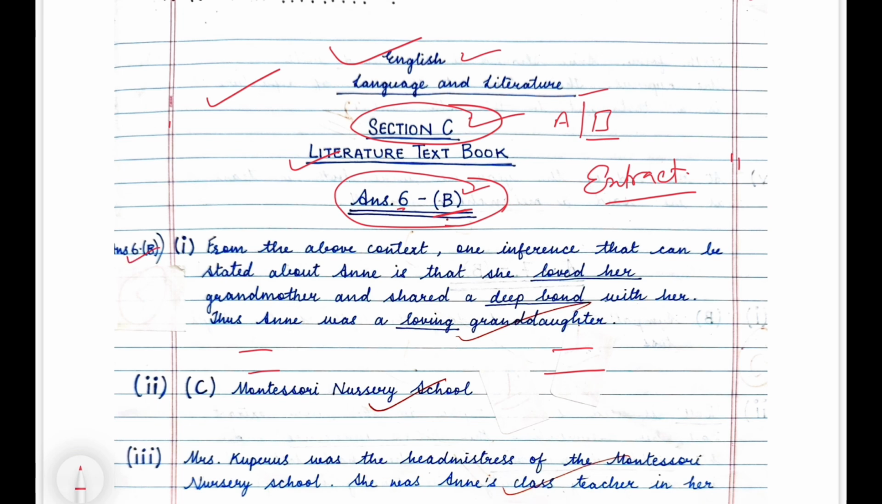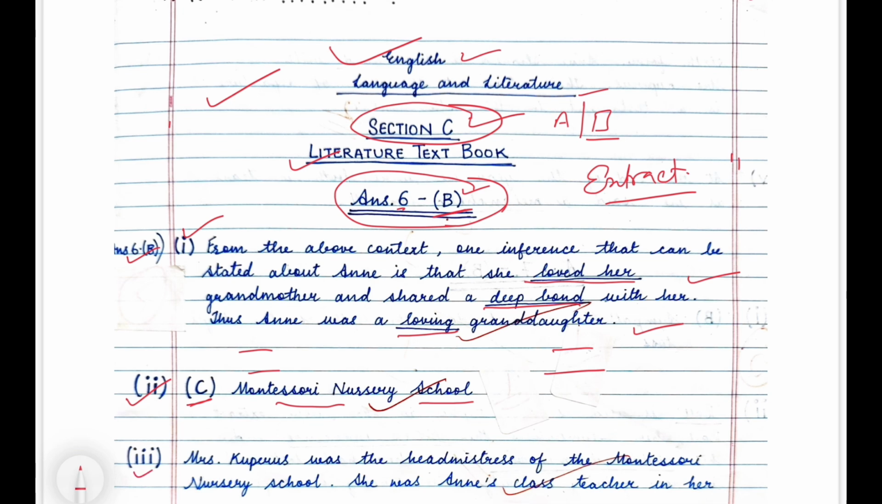So this is question number 6B. One inference from the above context that can be stated about Annie is that she loved her grandmother and shared a deep bond with her. Thus, Annie was a loving granddaughter. You can see 'loved her', 'deep bond', and 'loving', these three keywords have been underlined as well. Next one is MCQ type. So here the option as well as the answer is mentioned, that is Montessori nursery school. So in this way you are to attempt the extract based question.